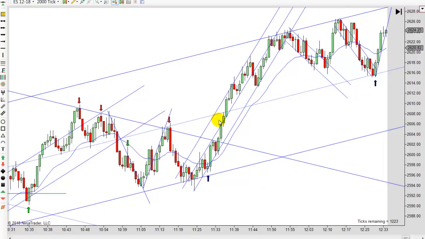Can see that two-tiered channel working up there. Comes back to the trend line again. I still don't like it. And we turn down. We're working down. We get a close outside, a new low.